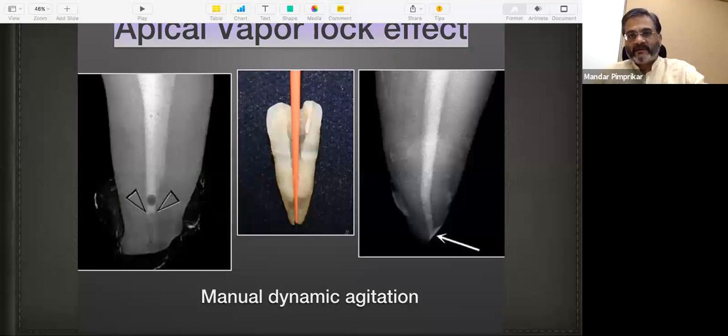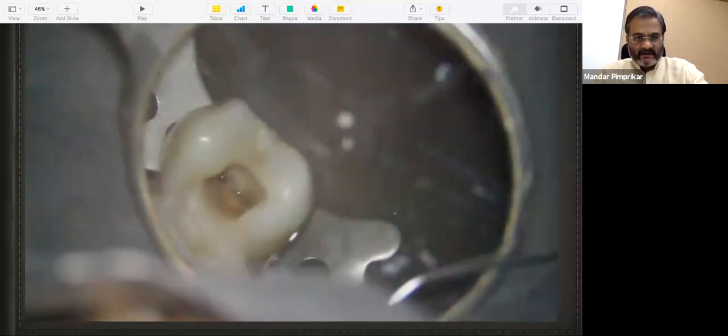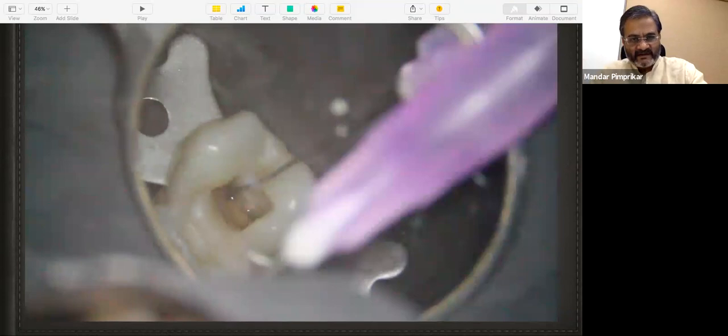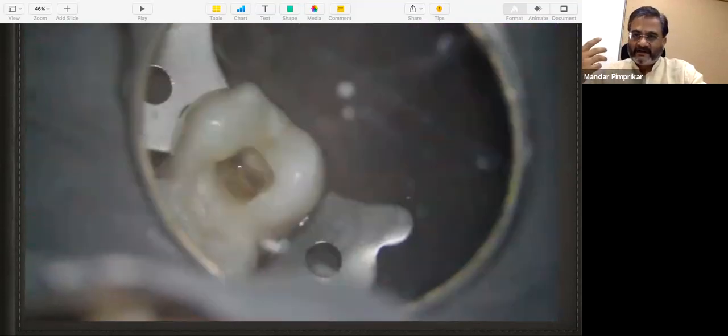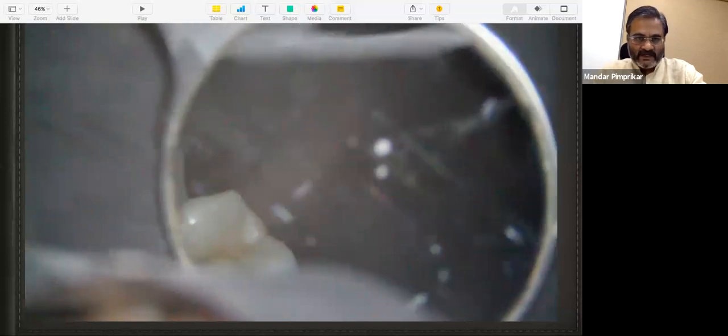Then, how do you get rid of the apical vapor lock? This is manual dynamic agitation. I'm sure many of you must be doing this. This is the most inexpensive way of doing any activation. Once the root canal is completely prepared, you select a master cone which custom fits into the preparation, and you pour irrigants into the prepared canal. It can be hypochlorite, it can be a final rinse with EDTA, it can be a final one-step solution like Winclean.